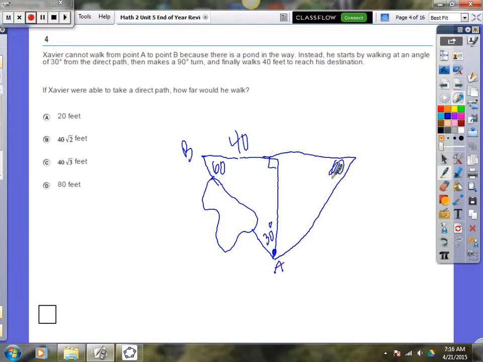So there's a 60 and there is a 60. So on a 60, 60, 60, all sides are congruent. So that's 80, and this is 80. And the question is, the direct path from A to B, if he could walk it, is 80 feet.